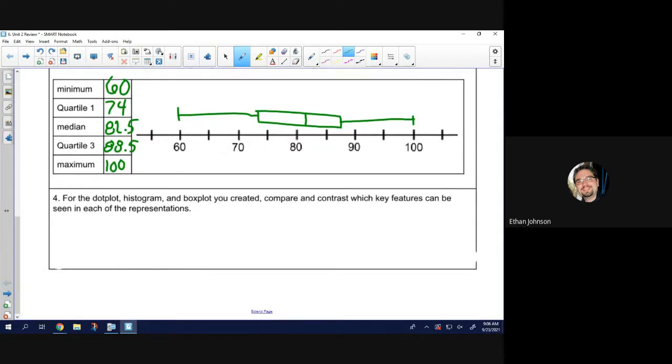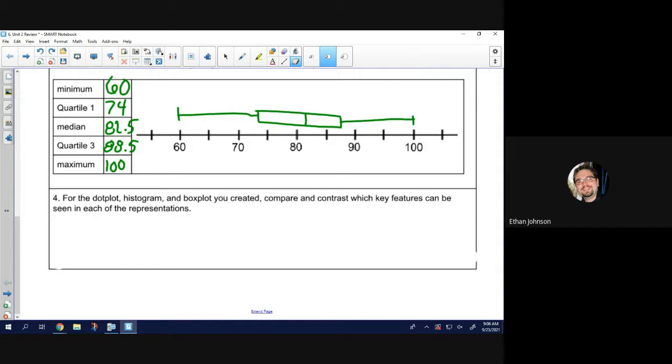A couple things that we do need to know. First, for a dot plot, a histogram, and a box plot you created, compare and contrast which key features can be seen from the representations. Meaning, what does a dot plot tell you? What does a box plot tell you? What does a histogram tell you?